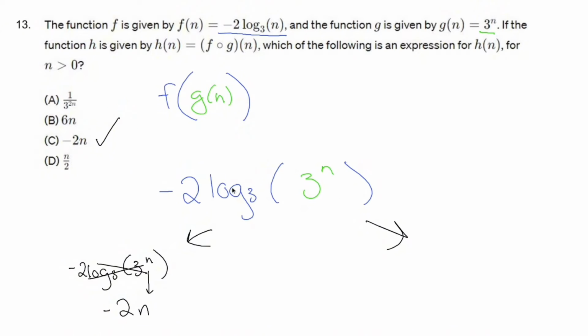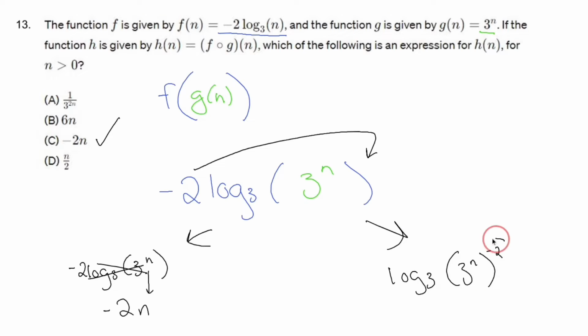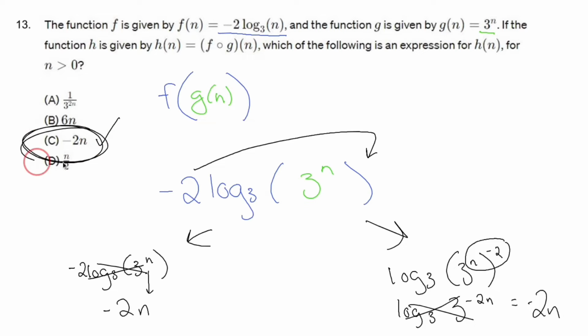Check. Another way of looking at it is you could say, I can bring that -2 up here, and so I have log base 3 of 3 to the n to the negative second power. Multiply these two, and that gives you log base 3 of 3 to the -2n. Just like we had over here, log base 3 of 3 cancels out, and you're left with -2n. Either way, you get -2n.